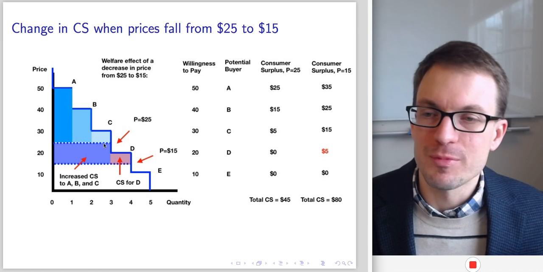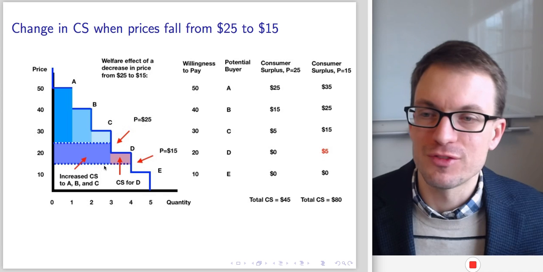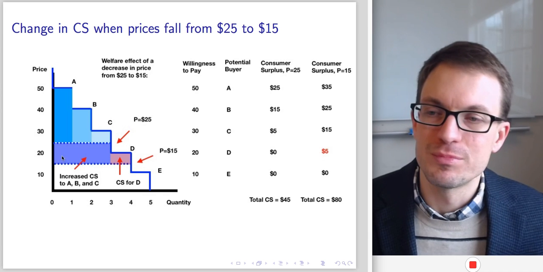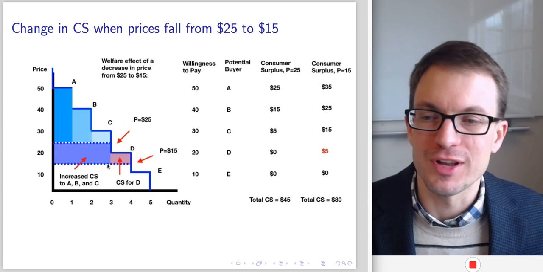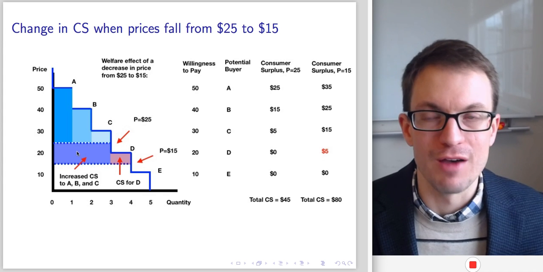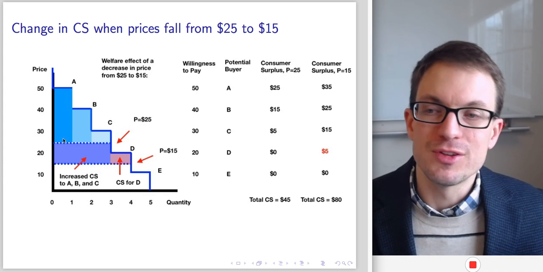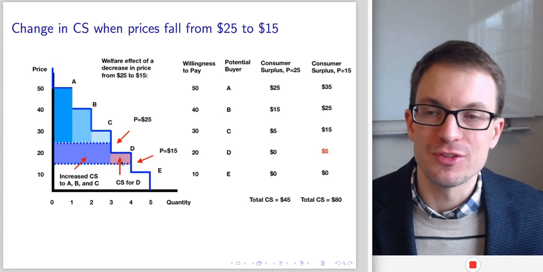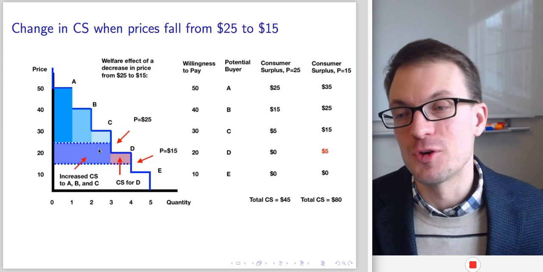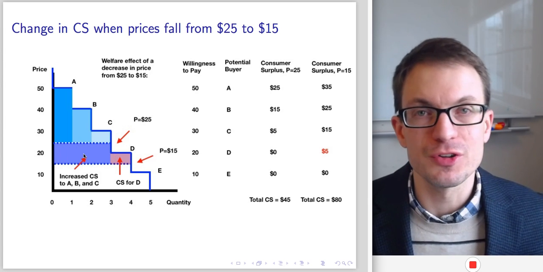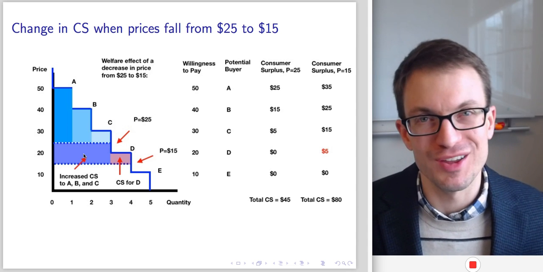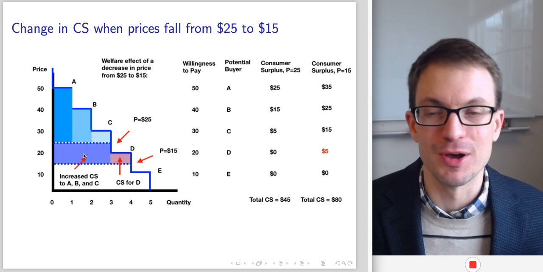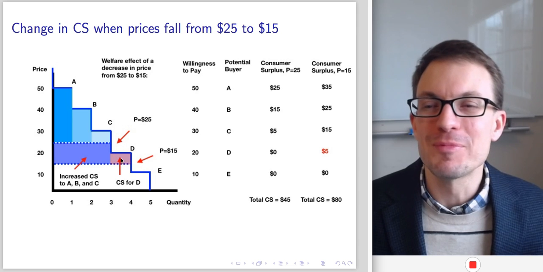Then we drop from the price of 25 to the price of 15. And I've shaded in a darker blue the gain to person A, B, and C. They're better off, no doubt. But there's something different between what's happened to person A, B, and C and what's happened to person D. So person A, B, and C have some additional surplus. They'd previously been in the market. Now they're getting a better deal, and they're happy about that. You better believe that. What about person D?